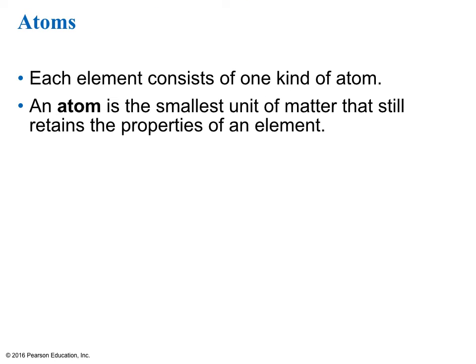And each element consists of 1 type of atom. And so an atom is the smallest unit of matter that still retains the properties of an element. So an atom is basically one element. So an element would be the broad category, so it would be the plural form. An atom would be a singular form.